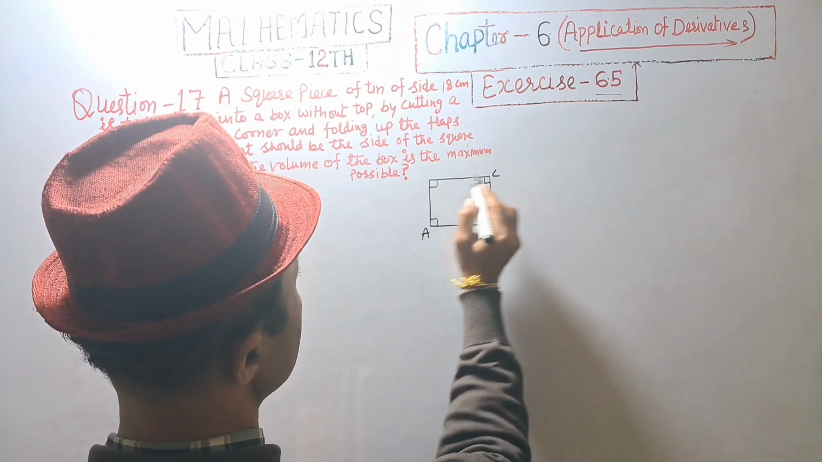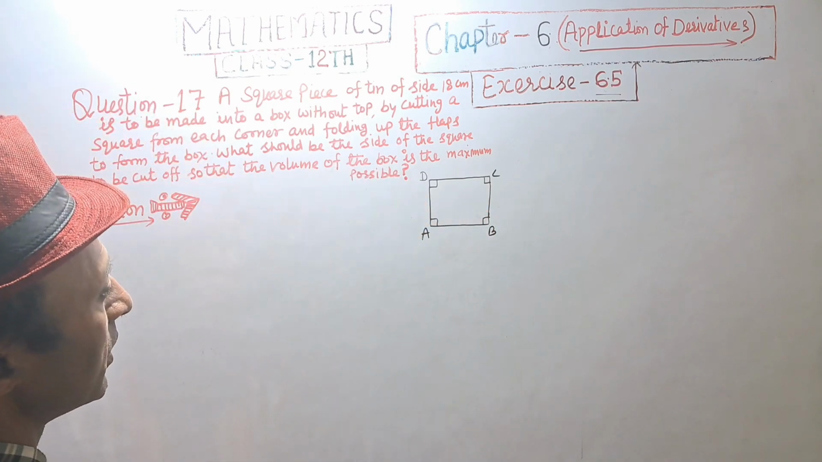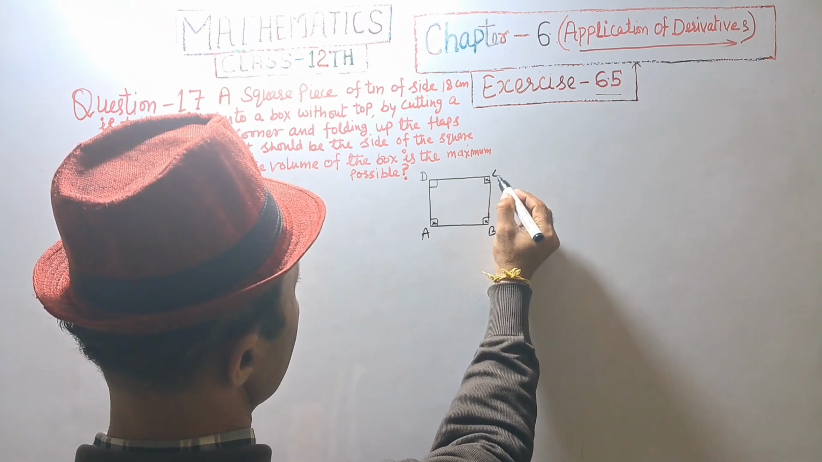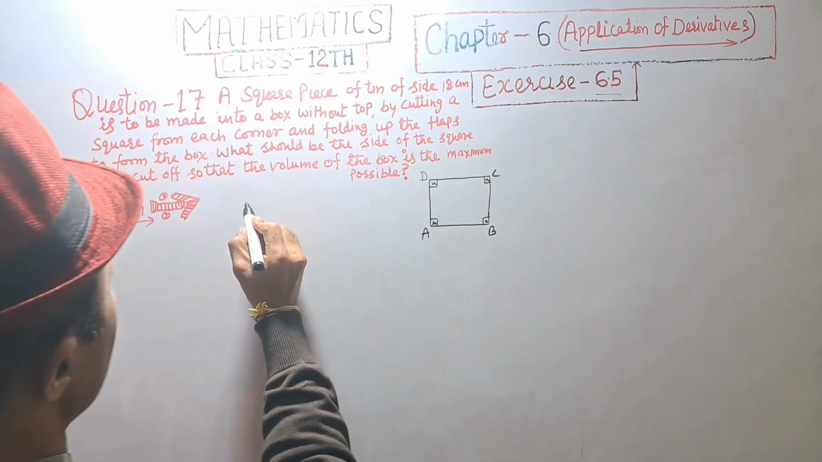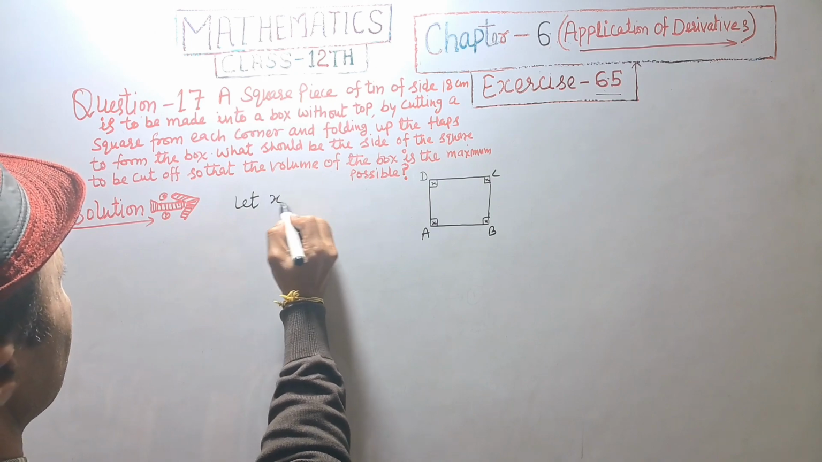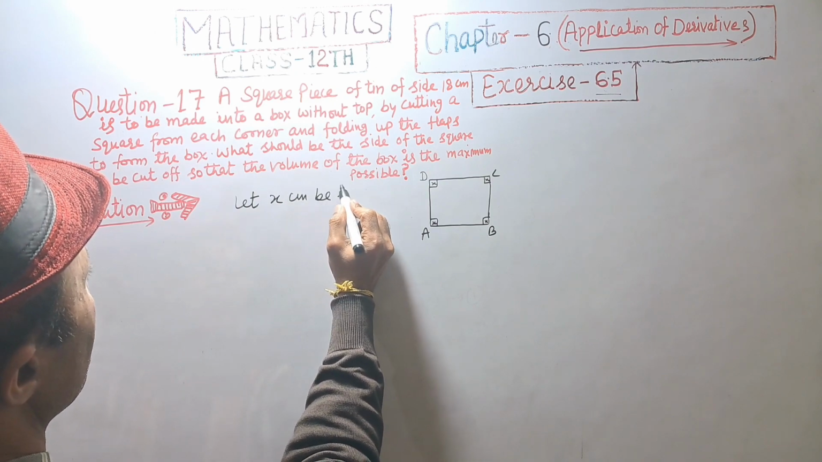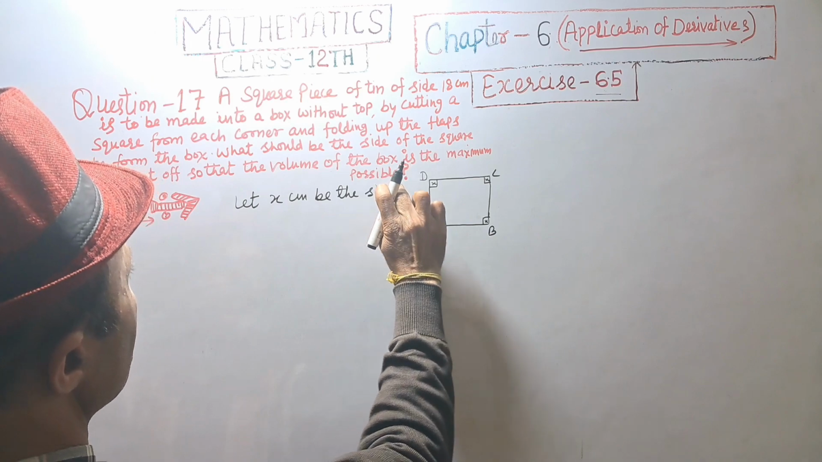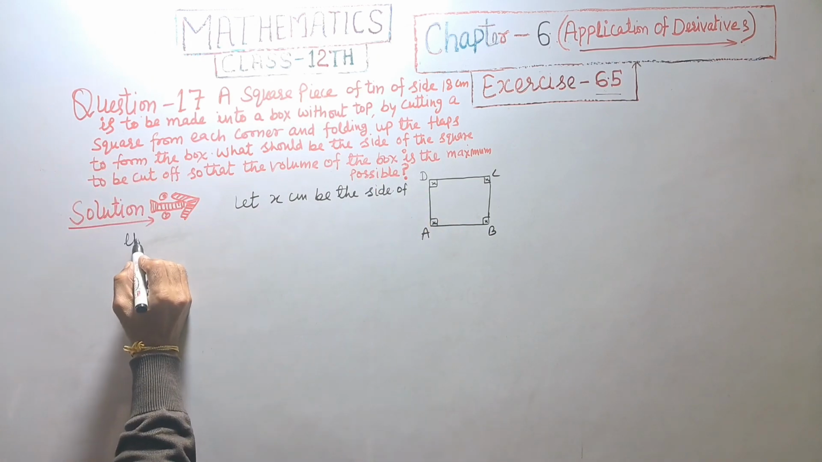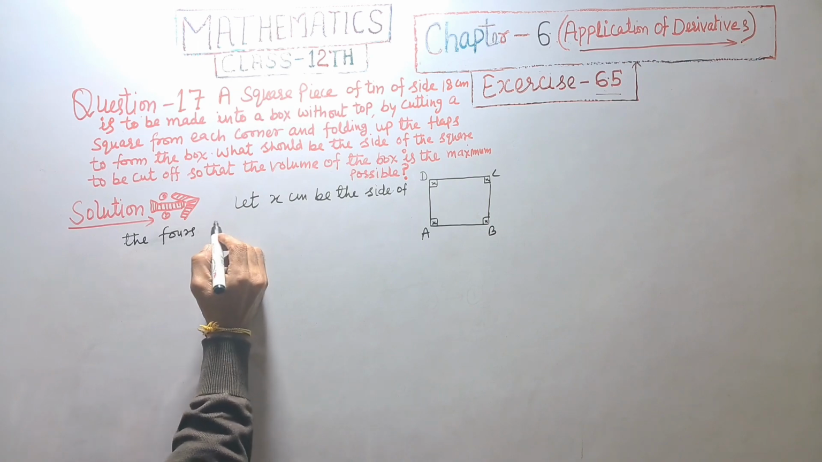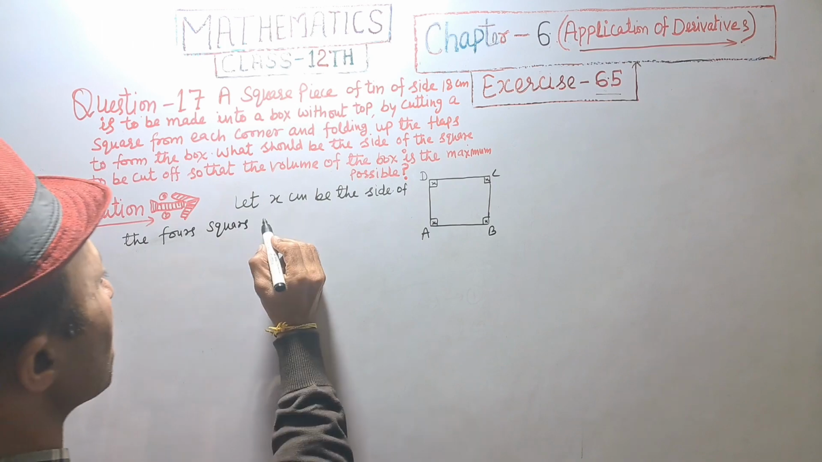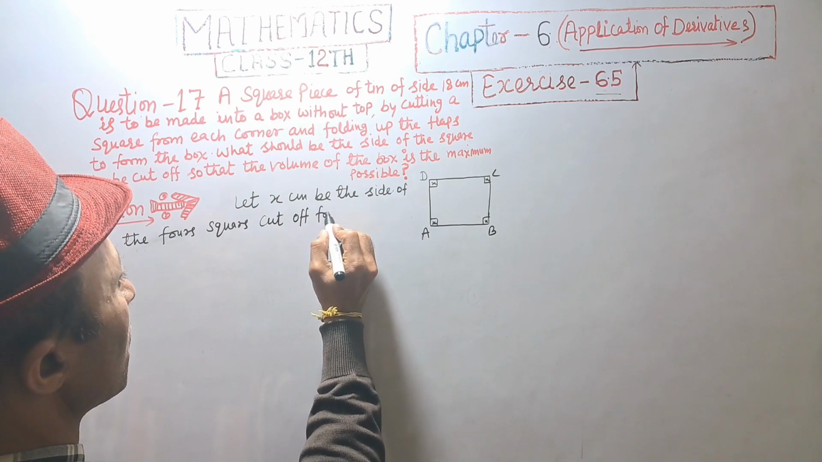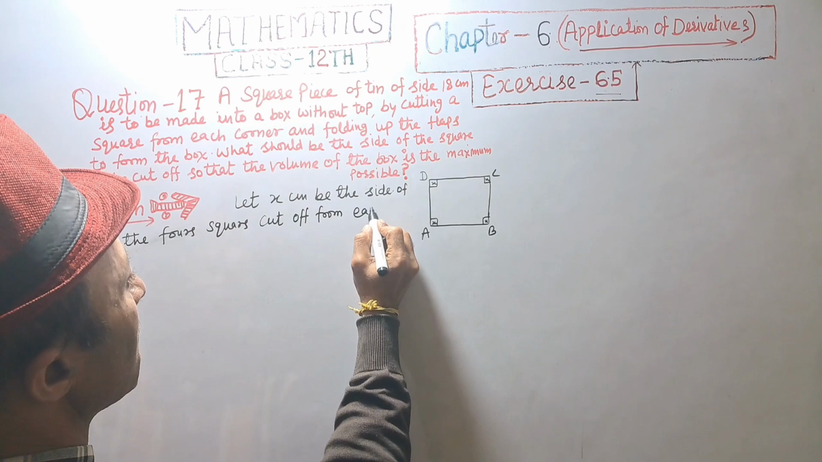ABCD is a square. Let x centimeter be the side of the four squares cut off from each corner.